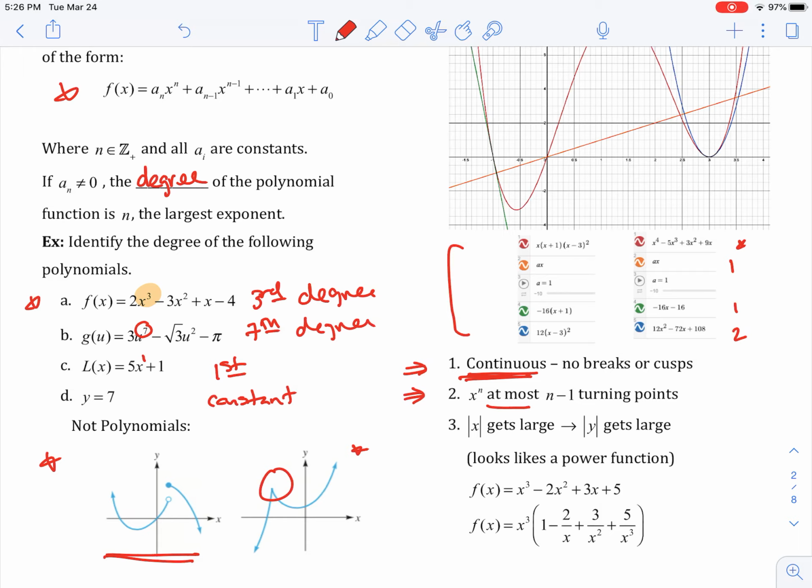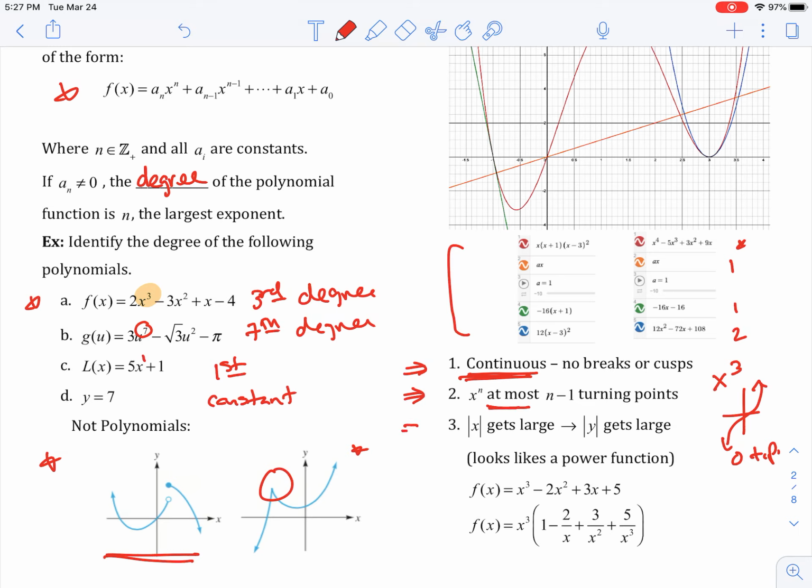And if you think about x cubed, remember this curve looks like that polynomial, that's a 3rd degree. The number of turning points that x cubed has is 0 turning points. Okay, so it's at most. It doesn't mean it has to have that many, but that's the maximum number that it could have.